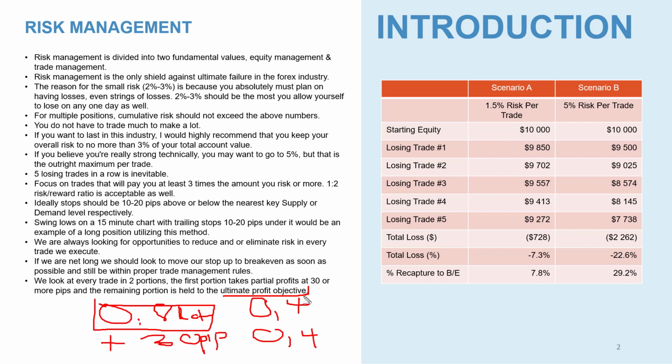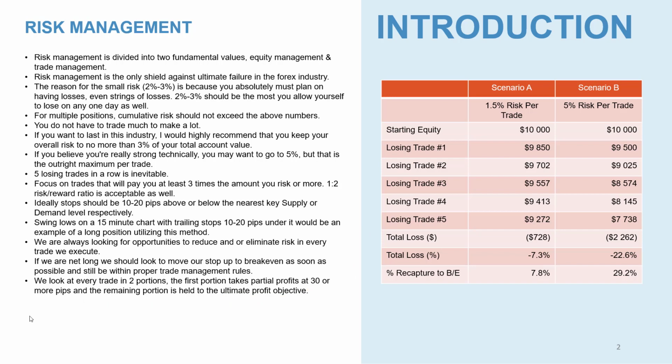Remember, this is the first initial objective. This trade can even run as long as the momentum keeps going. Let's say you are long and your ultimate objective is here. You can even keep adjusting your take profit as long as the conditions are ideal for you to keep following price. So that's how you look at it in two portions. You take off half of the position when you're in profit 30 pips or more, and then you leave the rest to run up until your ultimate profit objective.